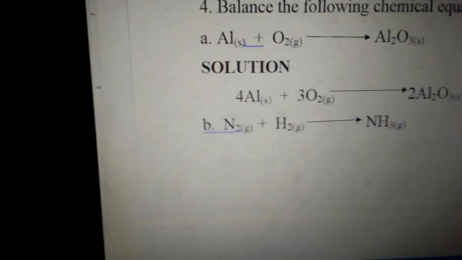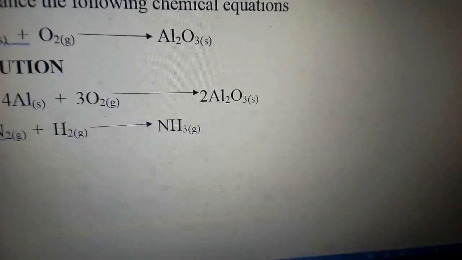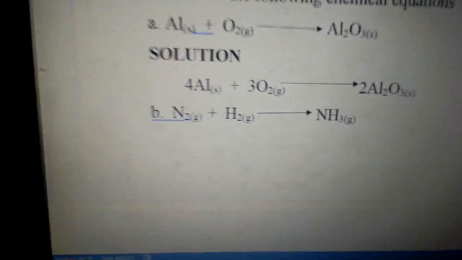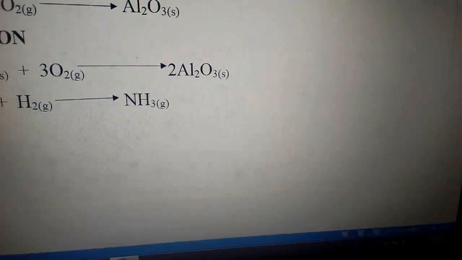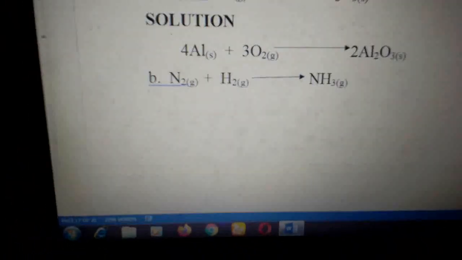4 atoms of aluminium on the left hand side. Right hand side, 2 times 2 is 4. Oxygen, 3 times 2 is 6. And the other side, 2 times 3 is also 6. This is a balanced equation. Go to the next example.